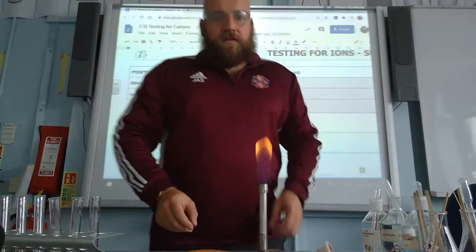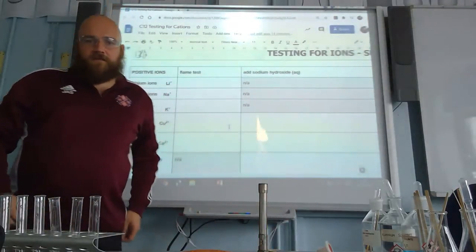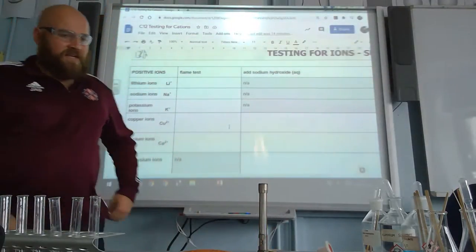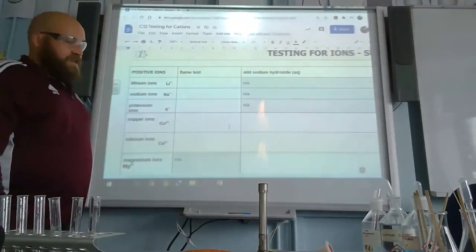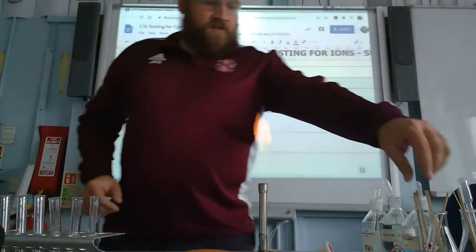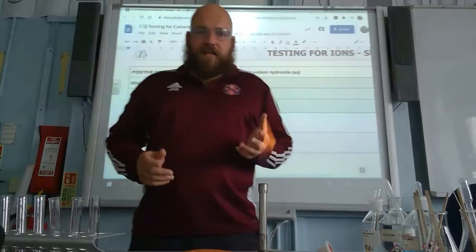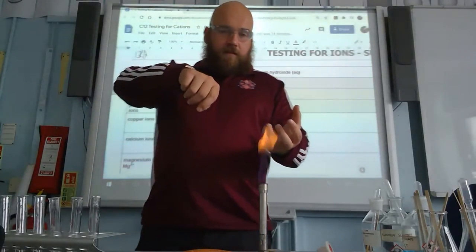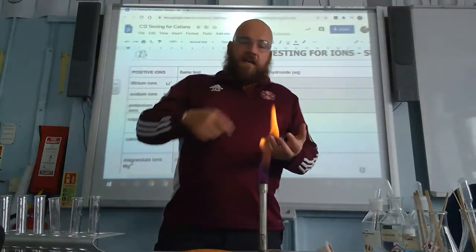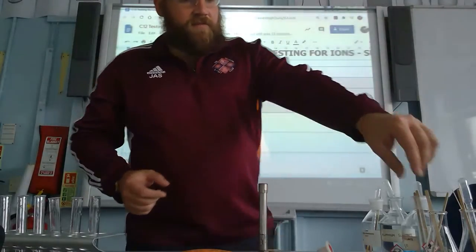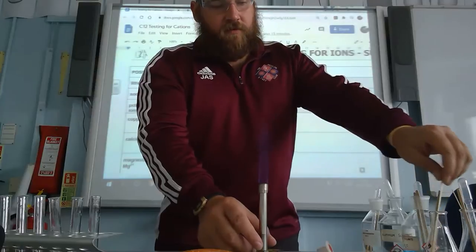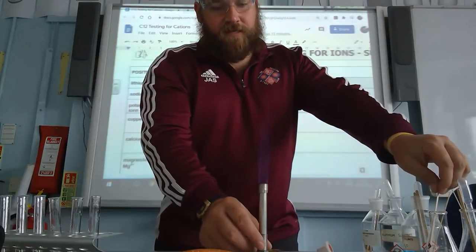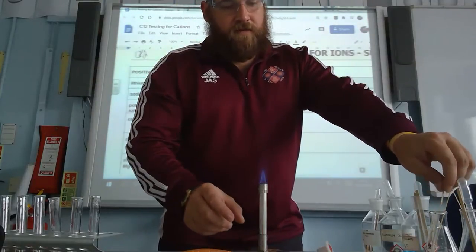Keeping it in a fairly dark room, hopefully you'll see the flame color quite easily. I'm just going to work down the list, so we've got lithium first. There are two ways of doing this. I could take a lithium salt, a powder, dip a metal loop in there after I've cleaned it with acid, and put it in the flame. But what I'm going to do is use some lithium solution here, and I've soaked the compound into a splint. So hopefully you'll see it.